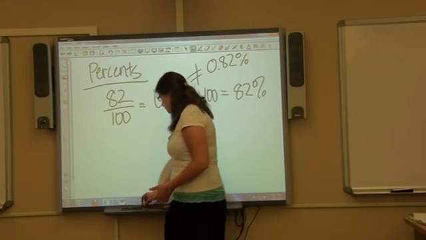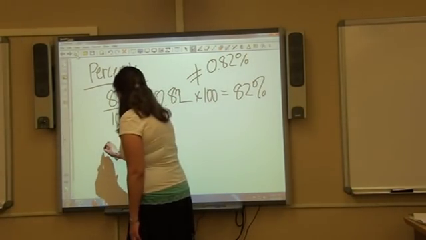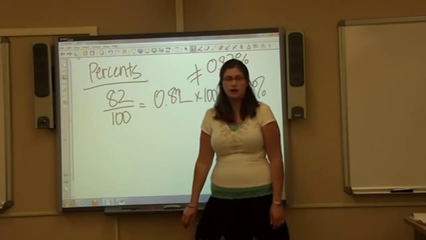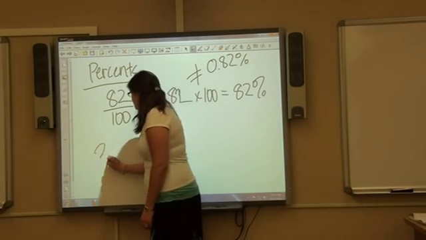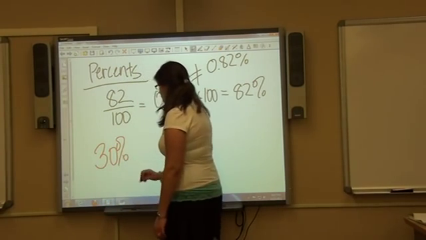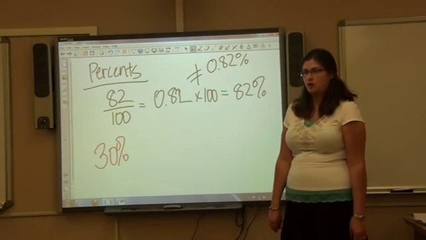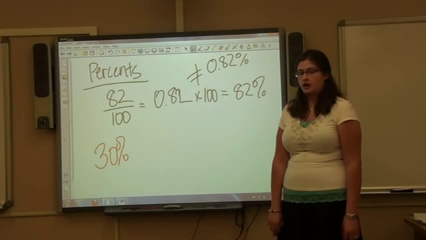Let's talk about going from a percent to a number. Let's say that I am going to Kohl's and I got my 30% off coupon in the mail. And let's say that I wanted to buy my husband a tie, and the tie was $10.